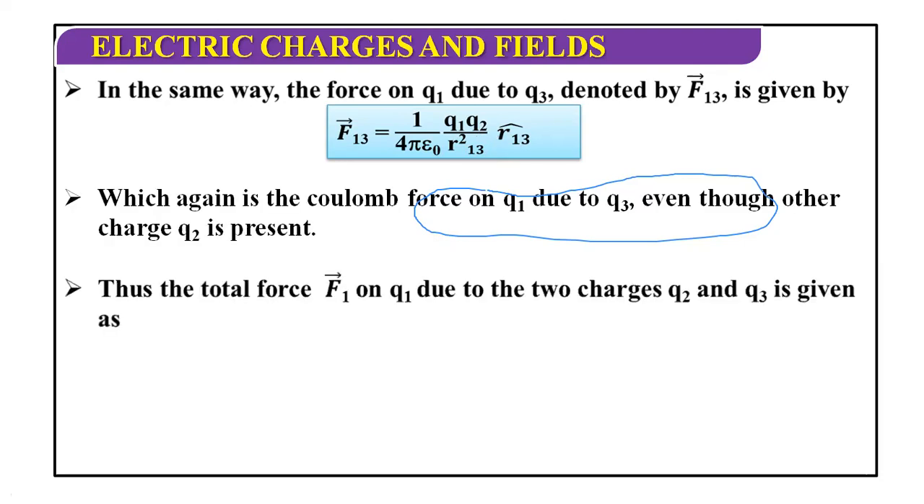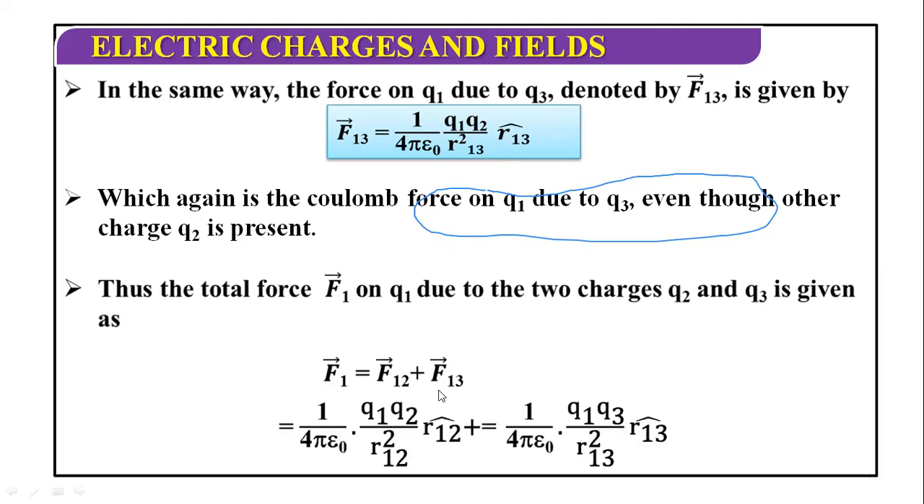So we will add these, and then we will find the net force: F1 is equal to F12 plus F13. This is a simple addition. So finally we will get this result. F1, force on 1 due to other charges, force on 1 due to 2, force on 1 due to 3. So force on 1 due to 2 and 3 is 1 upon 4 pi epsilon naught Q1 Q2 upon R12 square, R12 unit vector, plus 1 upon 4 pi epsilon naught Q1 Q3 upon R13 square and R13 unit vector.